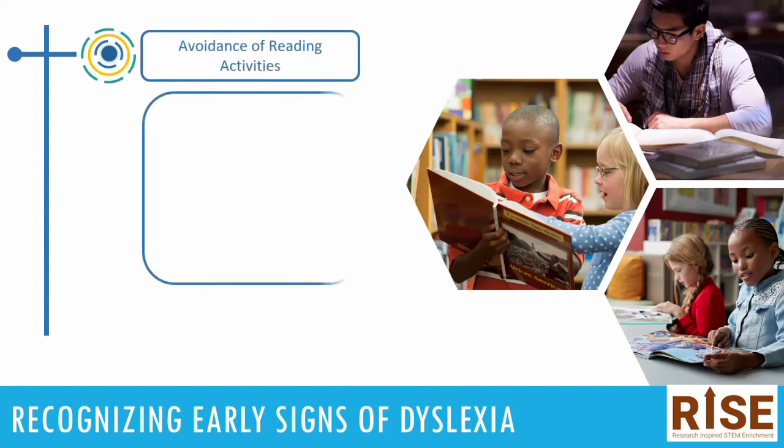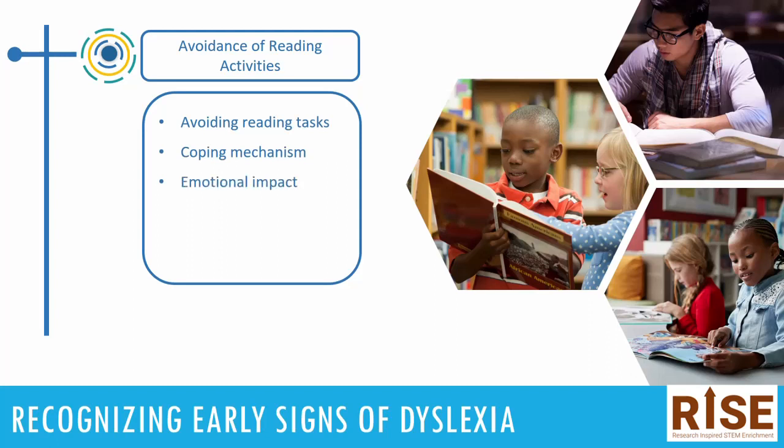Avoidance of reading activities. Reluctance or avoidance of reading-related tasks and activities may be a coping mechanism to deal with the challenges associated with dyslexia. The emotional impact of struggling with reading and academic tasks may lead the child to develop avoidance behaviors. These behaviors can be rooted in a desire to manage feelings of frustration, anxiety, or inadequacy related to their difficulties with reading.